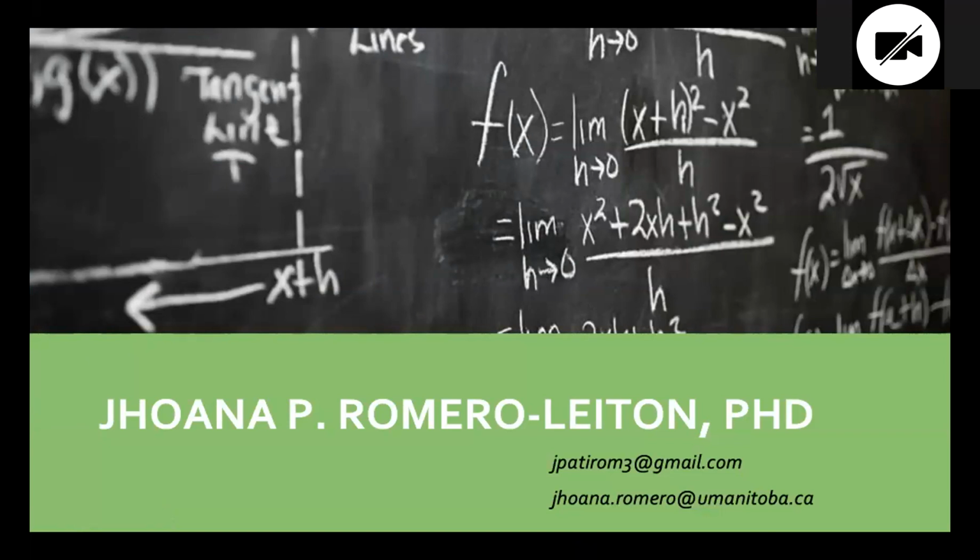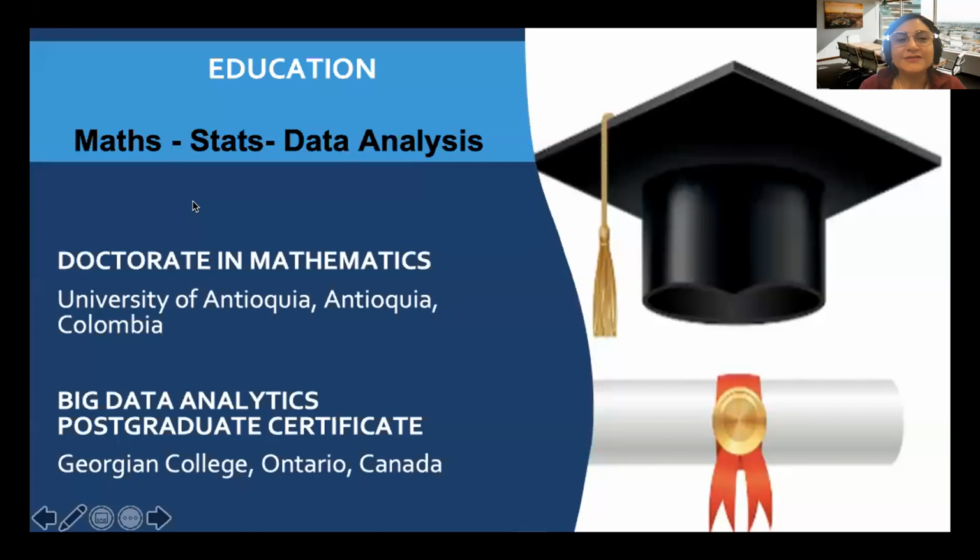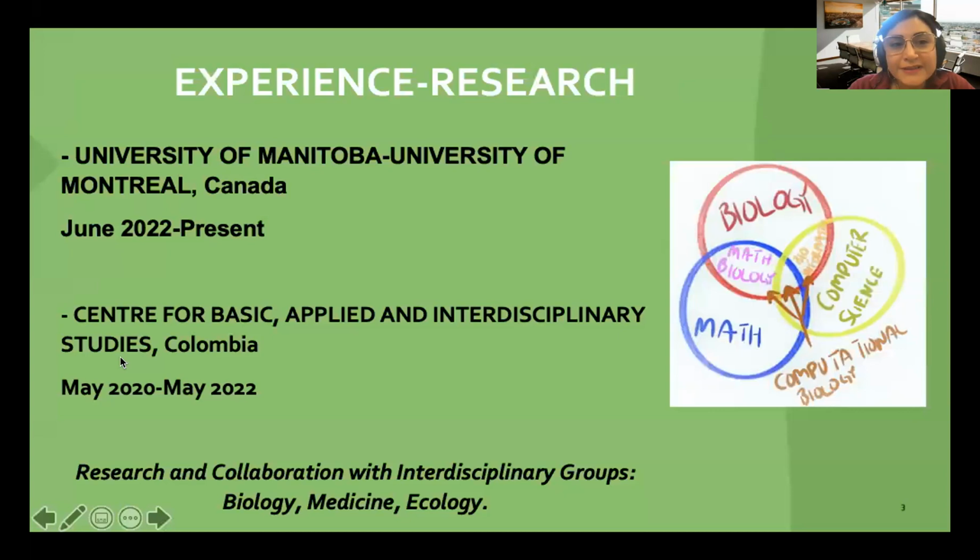Hello, everyone. I'm happy to join you. My name is Joanna Romero. I hold a PhD in mathematics. Talking a little bit about my academic background, I hold a bachelor degree in mathematics, a master degree in applied mathematics to biology, a PhD degree in mathematics from University of Antioquia in Colombia, and recently I finished a postgraduate certificate in big data analytics in Georgian College, Canada. Currently, I'm working as a postdoctoral fellow in University of Manitoba, based in University of Montreal. My supervisors are Professor Julien Arino from University of Manitoba and Bushra Nasri from University of Montreal.